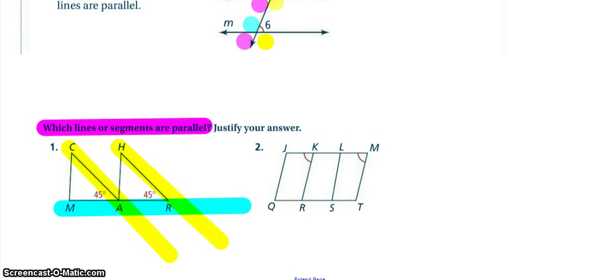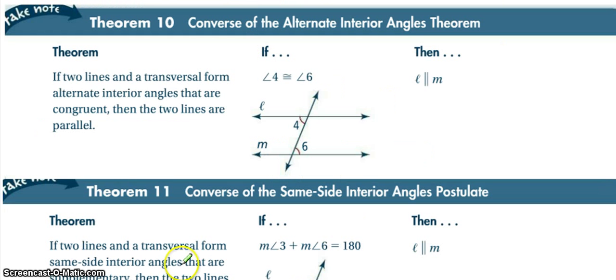Try number 2 if you have not yet. My shared line now is the line at the top. My two other lines that make up the angles are RK and TM, so we can say that RK is parallel to TM. So this then brings us to our next 3 theorems.